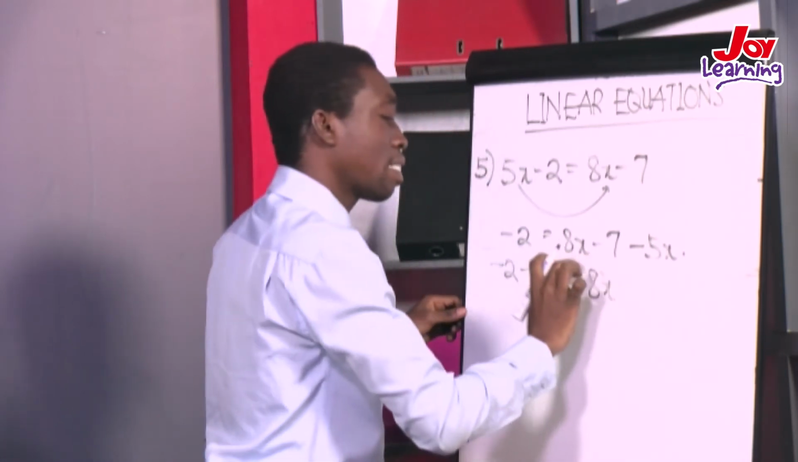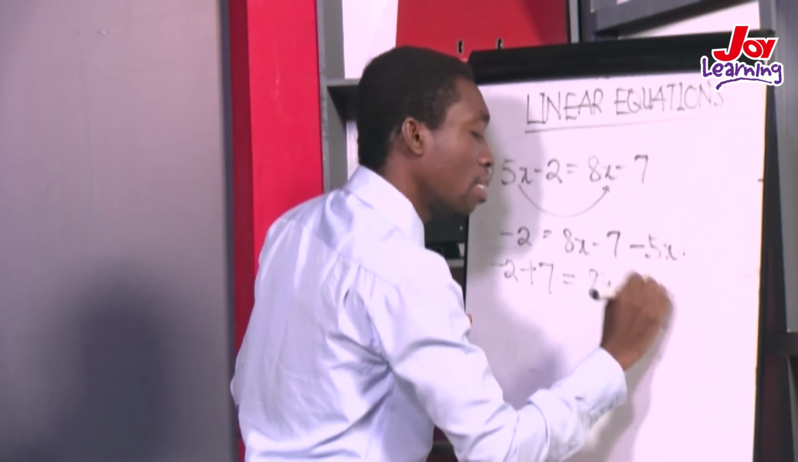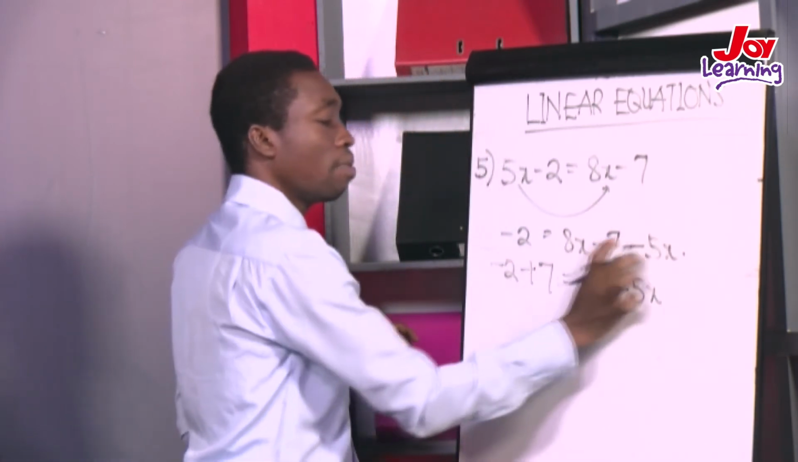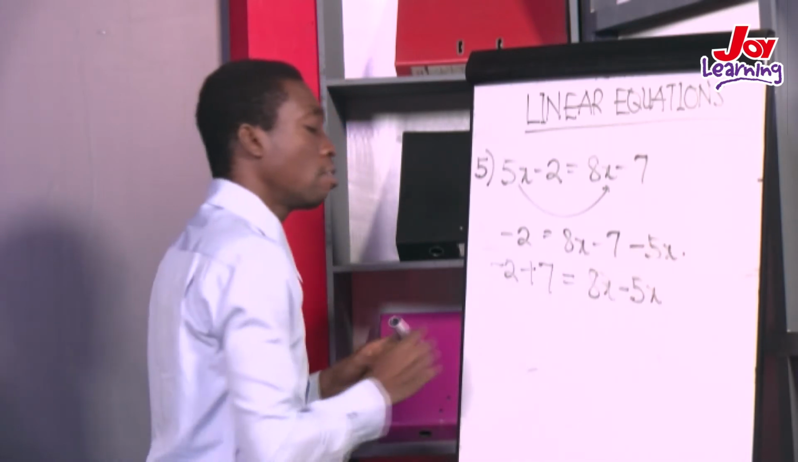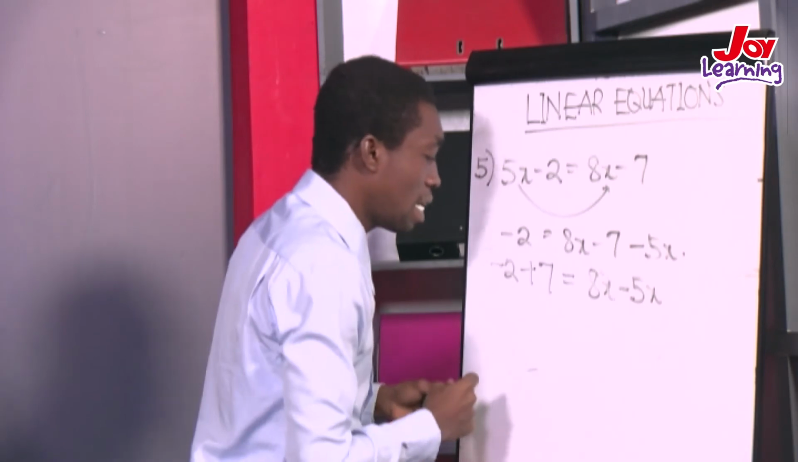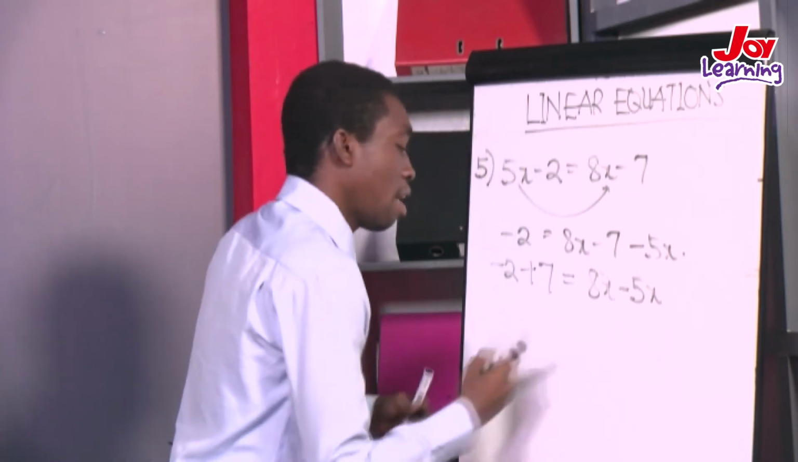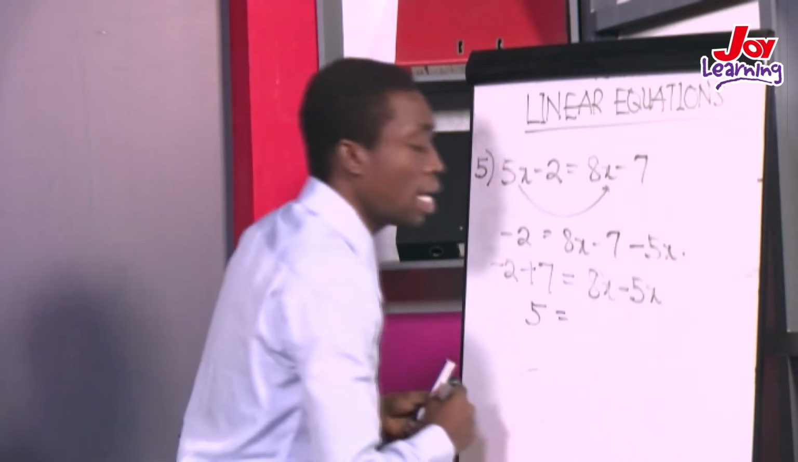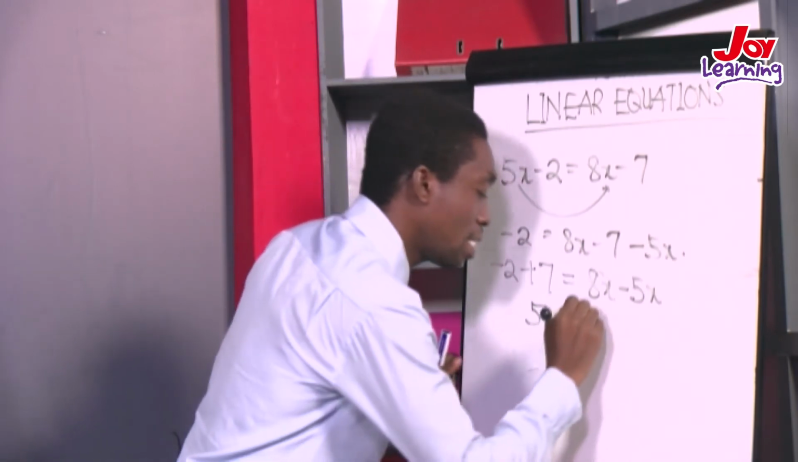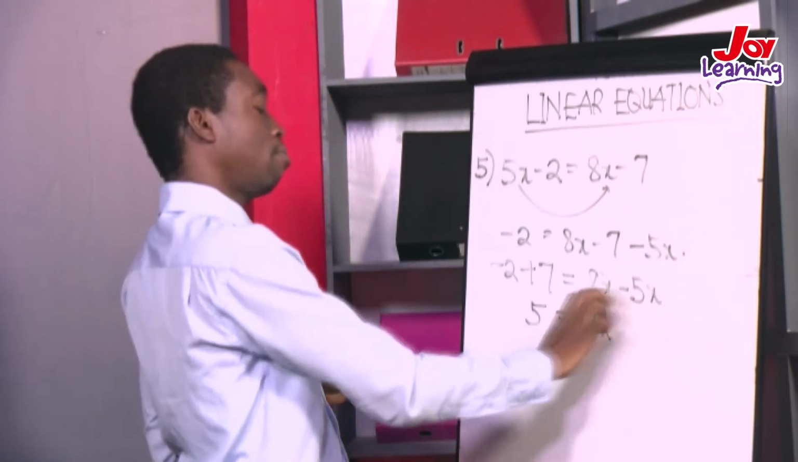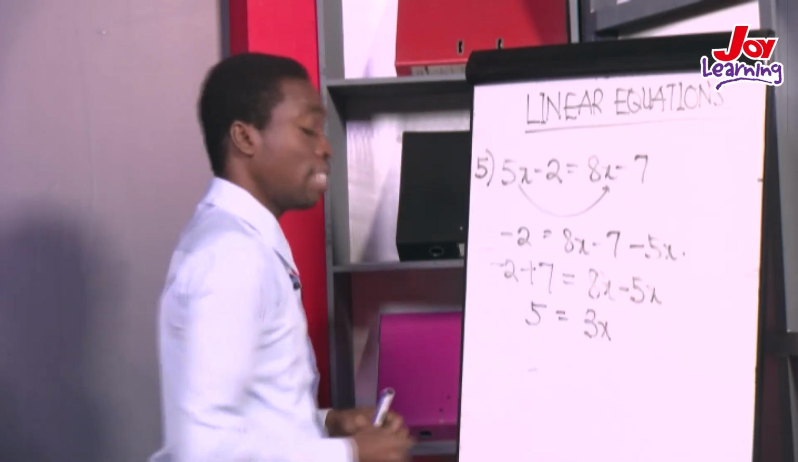Okay, 8x minus 5x. The negative 7 has moved, and we have a negative 5x coming here. So here we have negative 2 plus 7, giving us positive 5. So 5 equals 8x minus 5x, that is what? 3x. We already know how to subtract expressions containing variables.